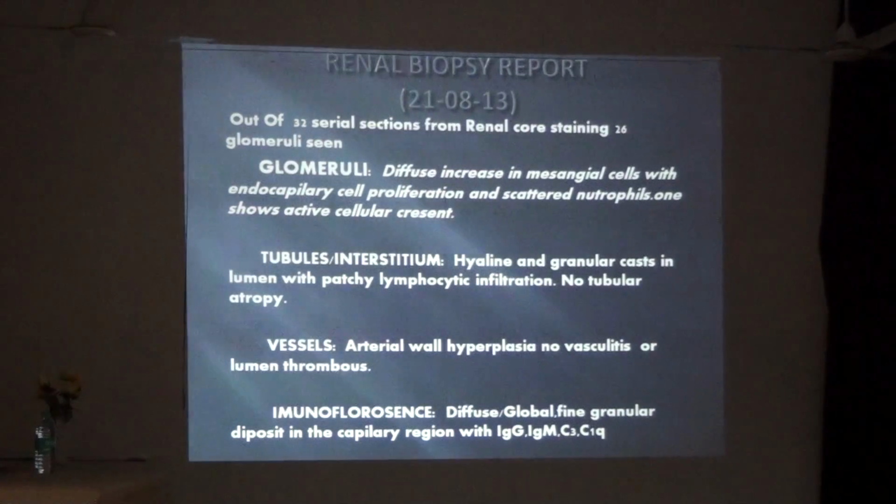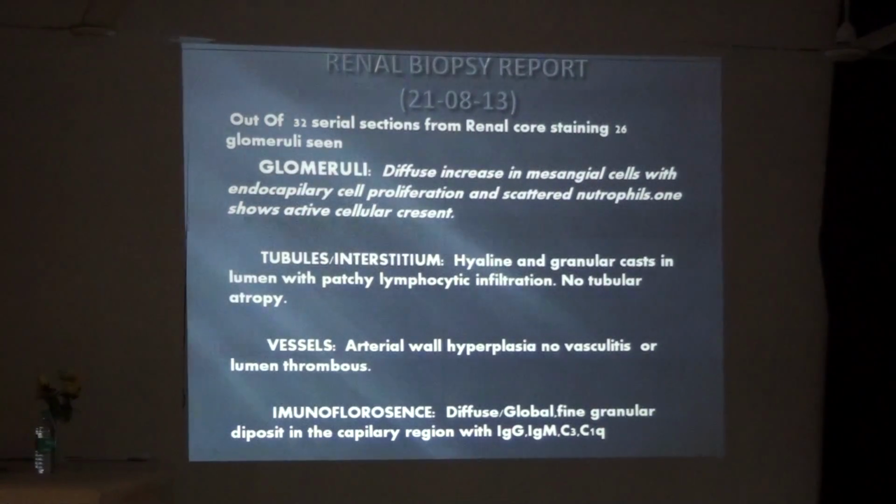Then the renal biopsy report. In the renal biopsy, glomeruli show diffuse increase in mesangial cells with endocapillary cell proliferation and scattered neutrophils. One of them shows a cellular crescent. Tubules and interstitium: hyaline and granular casts in the lumen with patchy neutrophilic infiltration, no tubular atrophy. Vessels: arterial wall hyperplasia, no vasculitis, no lumen thrombosis.